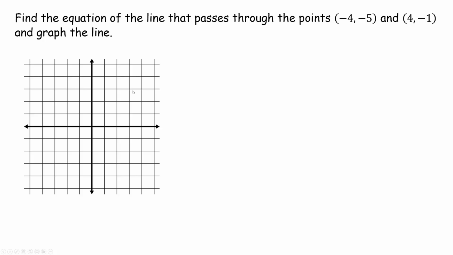Okay, we want to find the equation of the line that passes through the points (-4, -5) and (4, -1). What we need to remember is that whenever we're finding the equation of a line, we are always just looking for two things: the slope, which we call m, so that's the rise over the run. And what that means is how far up do you go and how far over do you go to get from point to point on the line.